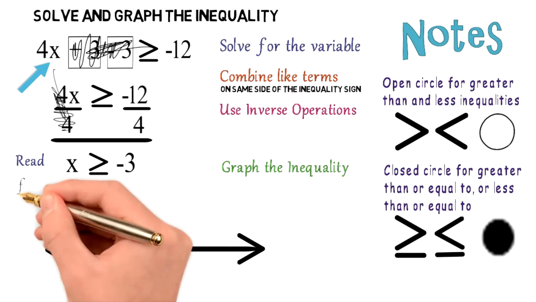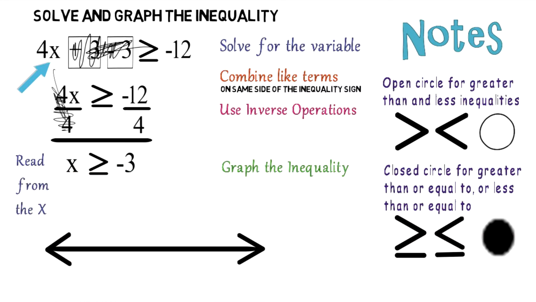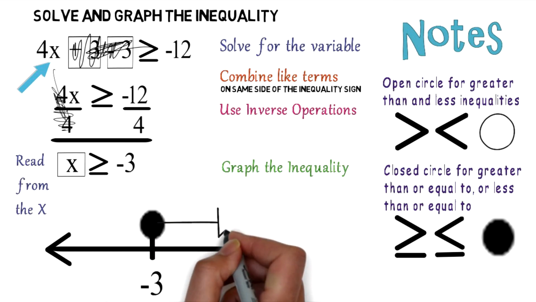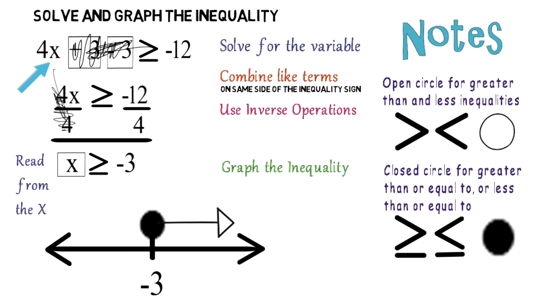So back to the problem, and here's just a quick side note. Always read from the x, and it reads x is greater than or equal to negative 3. So now we're going to plot a negative 3 on the number line. And because it's greater than or equal to, we will use a closed circle. And numbers that are greater than negative 3 go to the right. Okay, greater than is to the right.